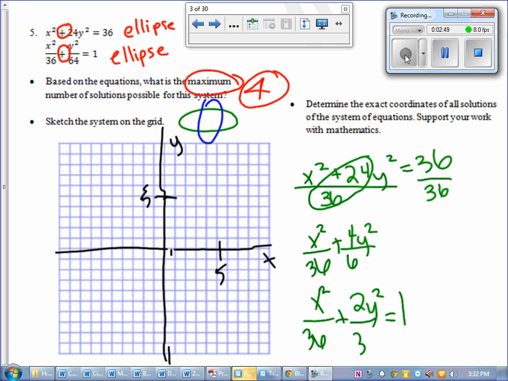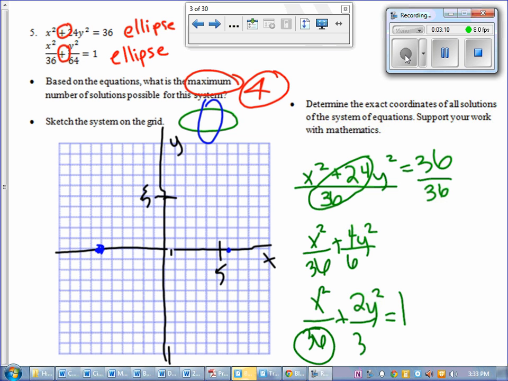So I'm looking at my denominators. The denominator for the x squared term is 36. That tells me that I go out 6, because that's the square root of 36. I'm going to go out 6 in the x direction. So I'm going to go to my graph, and I'm going to go out positive 6 from the center, and left 6 from the center, and put points there.